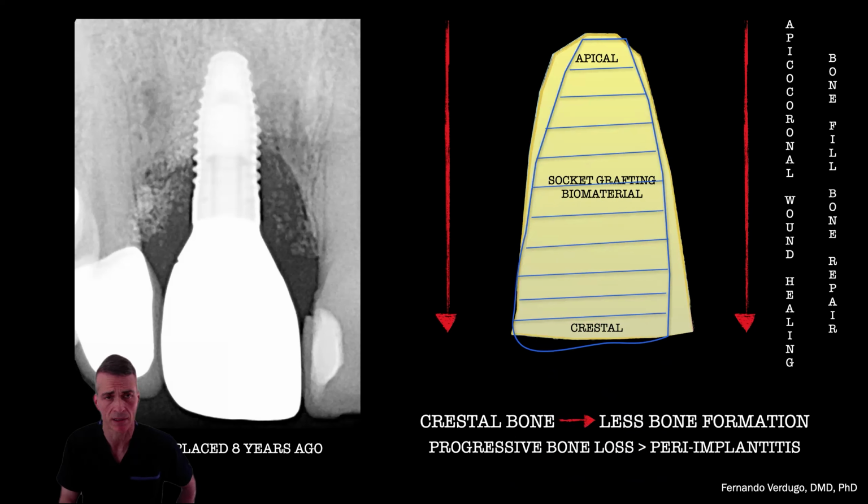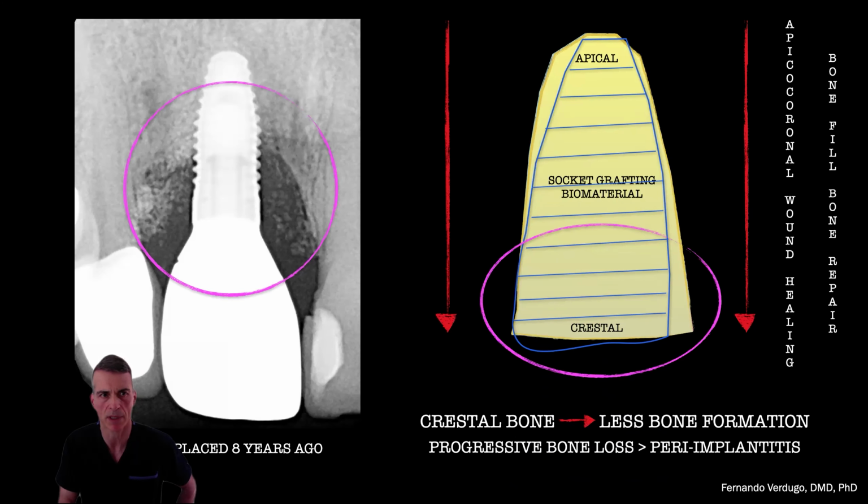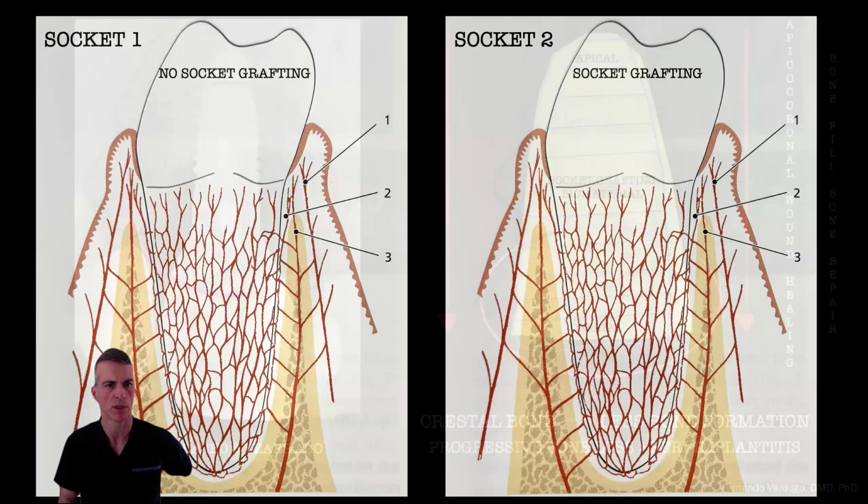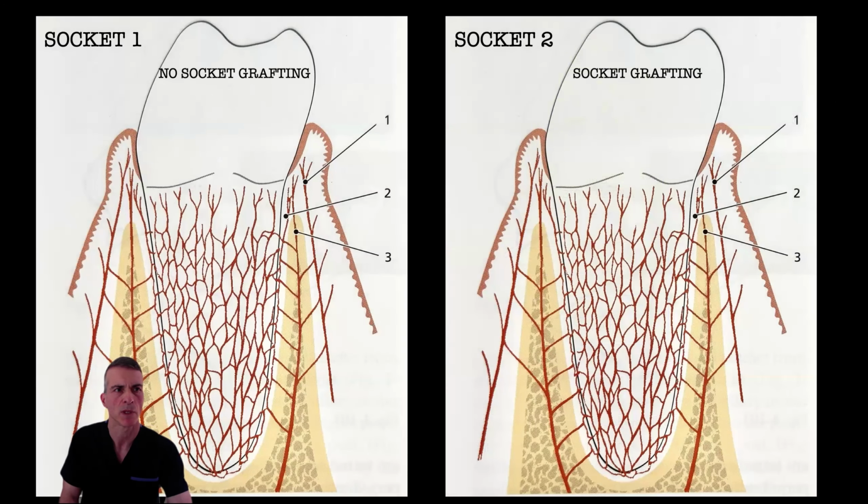This implant lasted for about 8 years, but basically the implant was probably being held by the apex. The only area that I saw bone to implant contact was at the apex, because the defect was traveling all the way to the most apical portion of the socket. So these are the two clinical scenarios.